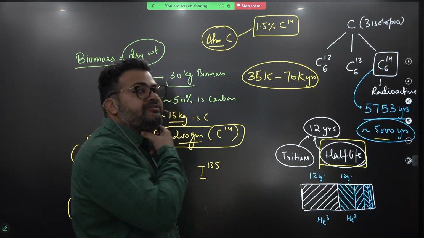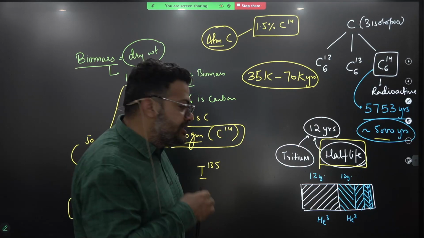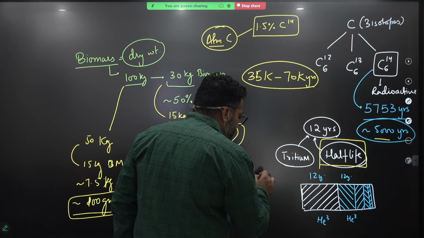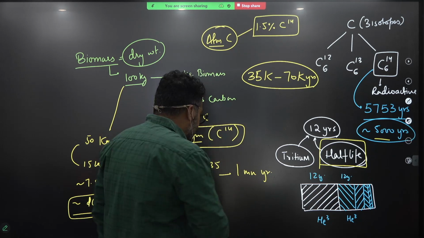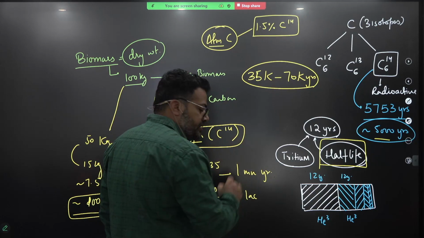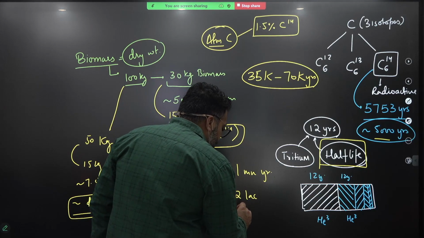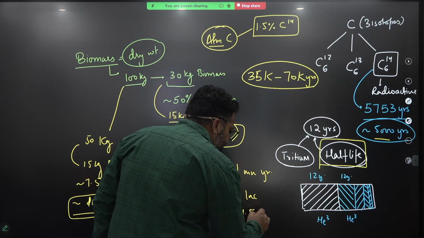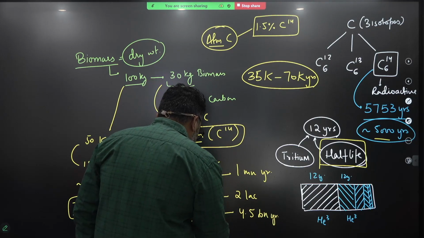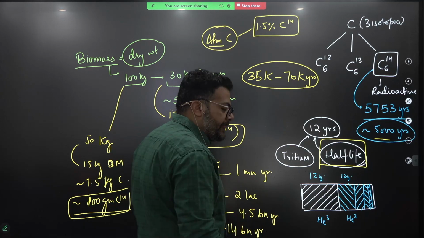It is a radioactive element found in the thyroid gland. It will be around your neck and throat area. This is having a half-life of 1 million years. There is potassium 40, K40, having a half-life of 2 lakh years. Uranium having a half-life of 4.5 billion years. Thorium has the longest half-life, 14 billion years.